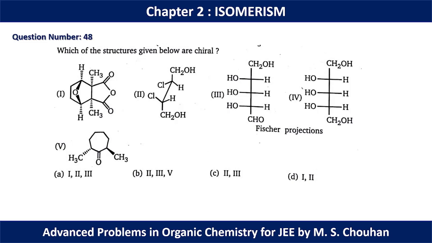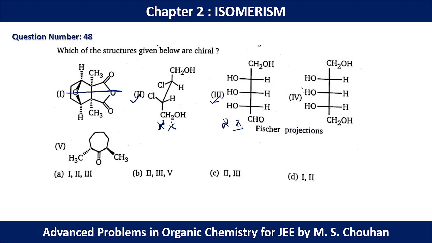So again, we have to find the symmetry here. In the first molecule, we have sigma symmetry present, so it's an achiral molecule. Now in the second molecule, we don't have any sigma, we don't have any I, so it's a chiral molecule. Again in the third molecule, we don't have any sigma or I. Again it's a chiral molecule.